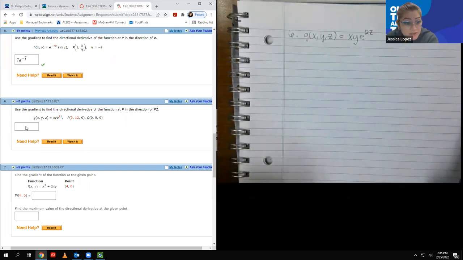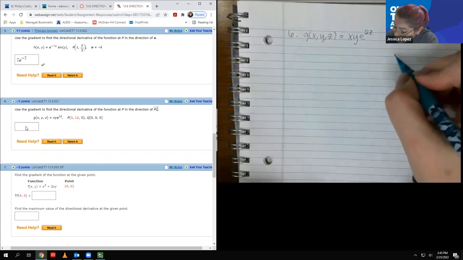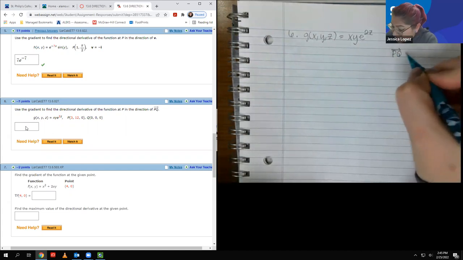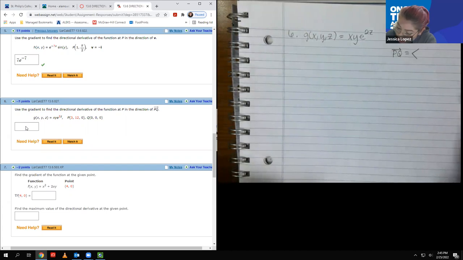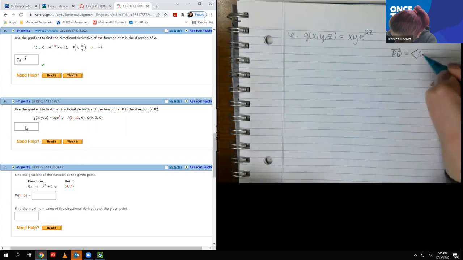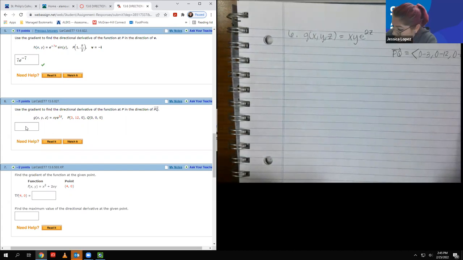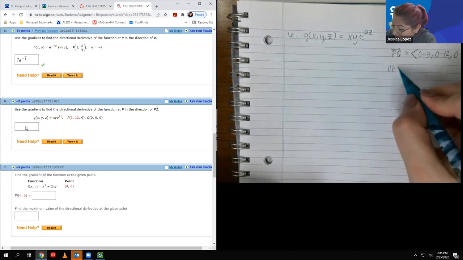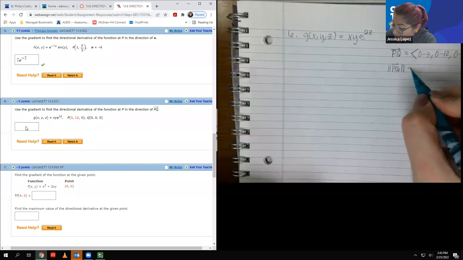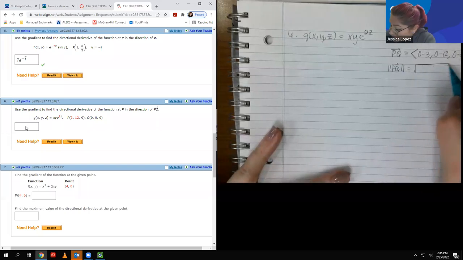So it does tell me to find it in the direction of PQ, but it didn't actually give me the vector for PQ. So I'm going to go ahead and calculate that now. If it's PQ, that means the Q coordinate minus the P coordinate for each component. We get negative 3, negative 12, and 0. I don't believe that that is a unit vector, so we may need to make it one. Let's go see. So this squared is 9, 12 squared is 144, and 0 squared is 0.